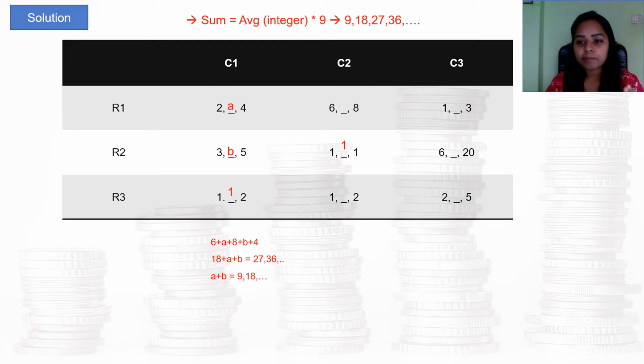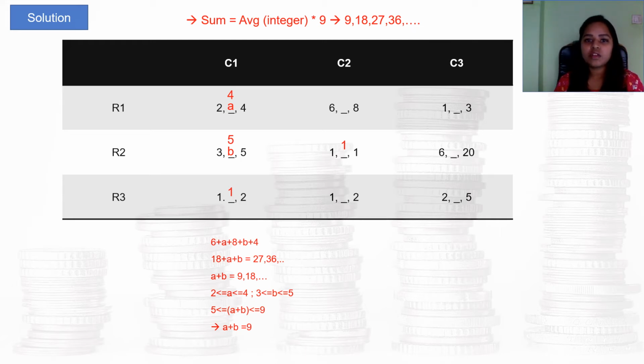So because it should be a multiple of 9 and we know that it is already 18 there, it should either be 27, 36 and so on. And we also know that A can be between only 2 and 4 and B can be between 3 and 5. So the minimum A plus B can take is 5 and the maximum they can take is 9. And A plus B starts from 9 itself, so the possibility is that A plus B has to be 9, and A should be 4 and B should be 5.